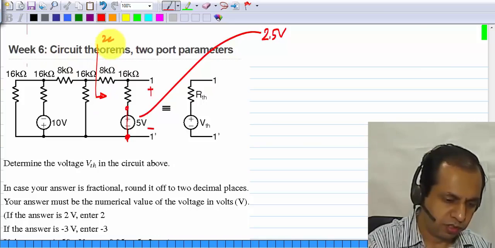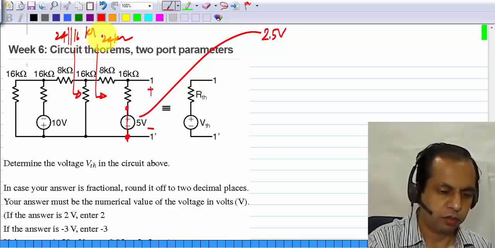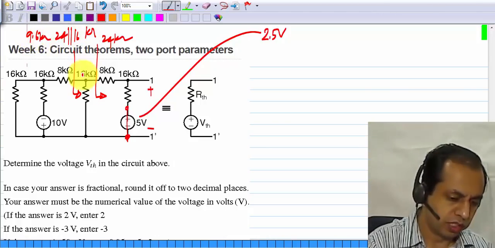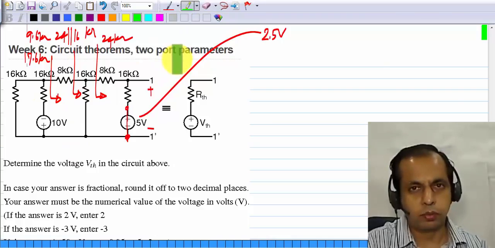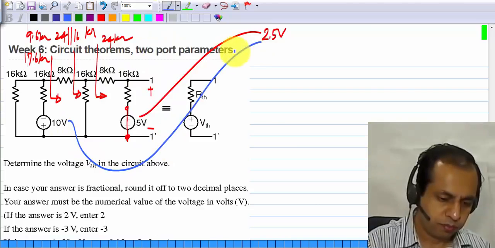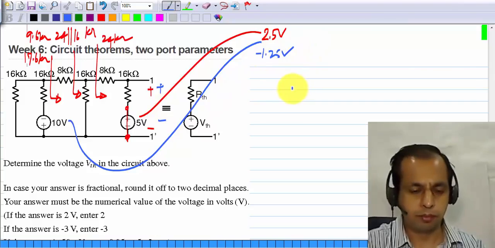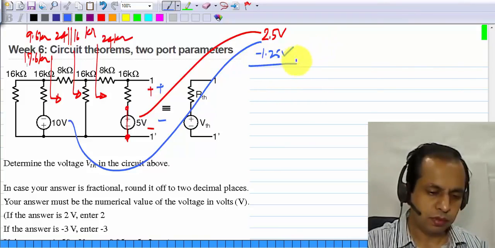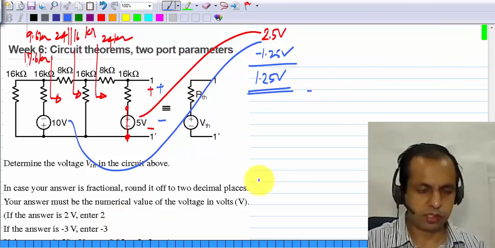looking this way we have 24 kilo ohms. Looking this way we'll have 24 parallel 16 kilo ohms, which works out to 9.6 kilo ohms. So looking this way we'll have 17.6 kilo ohms. Okay, so you can go on working that way and find that the contribution of this 10 volts to this voltage is minus 1.25 volts. Okay, so the Thevenin voltage, which is the superposition of these two, is 1.25 volts. Okay, so that's the answer to the first question.